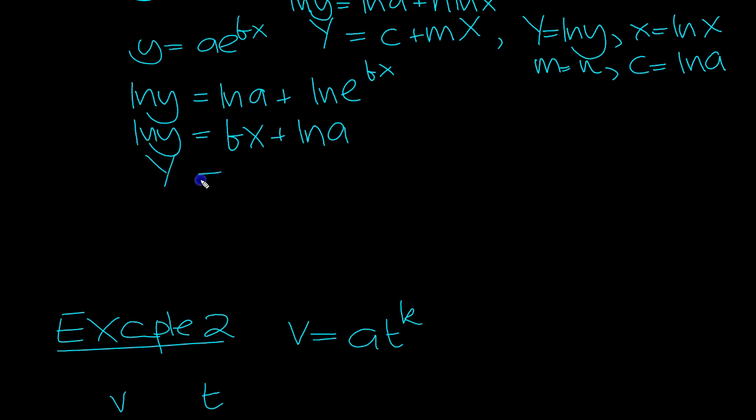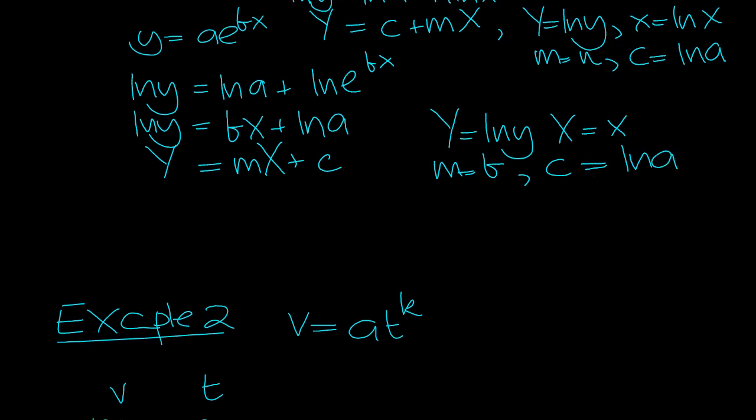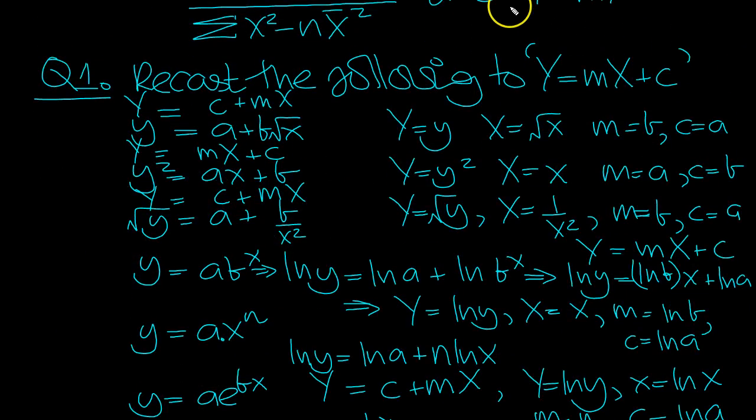So correspond that to y equals mx plus c, and we see that y needs to be ln y. The capital X needs to be lowercase x. The m corresponds to the value b, and the value of intercept c corresponds to the log of a. So there they all are then. Now I'm going to get rid of this lot from question 1, and we'll move on to the example now.